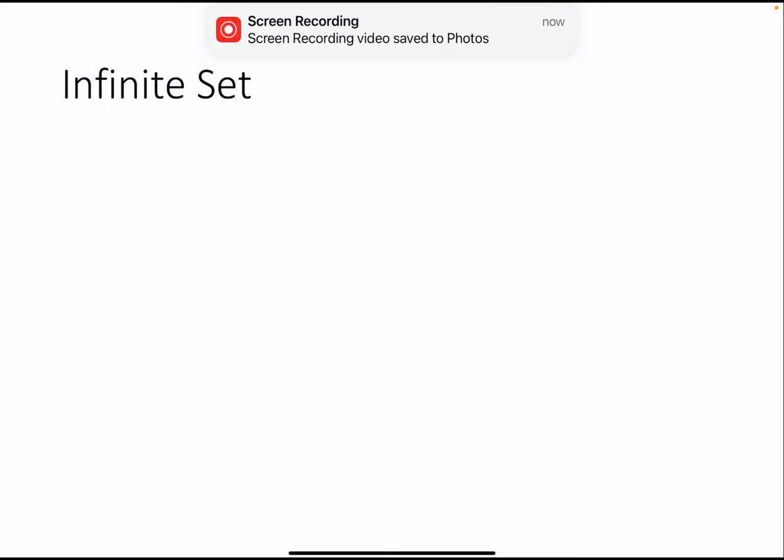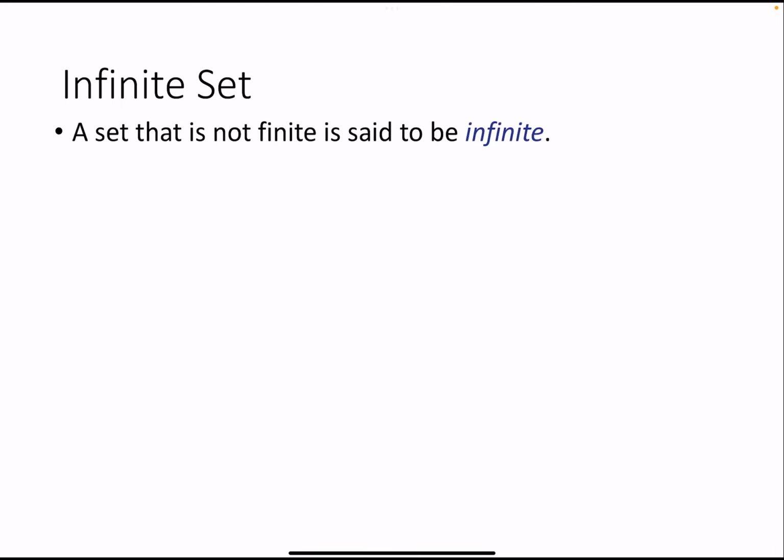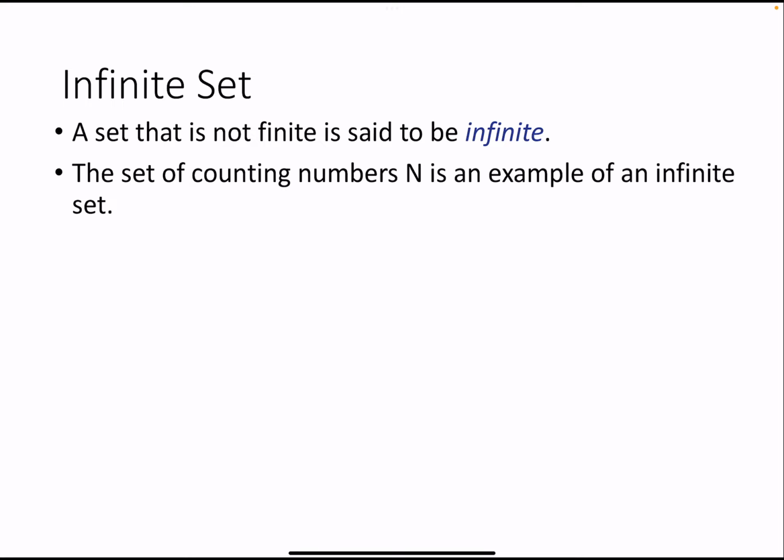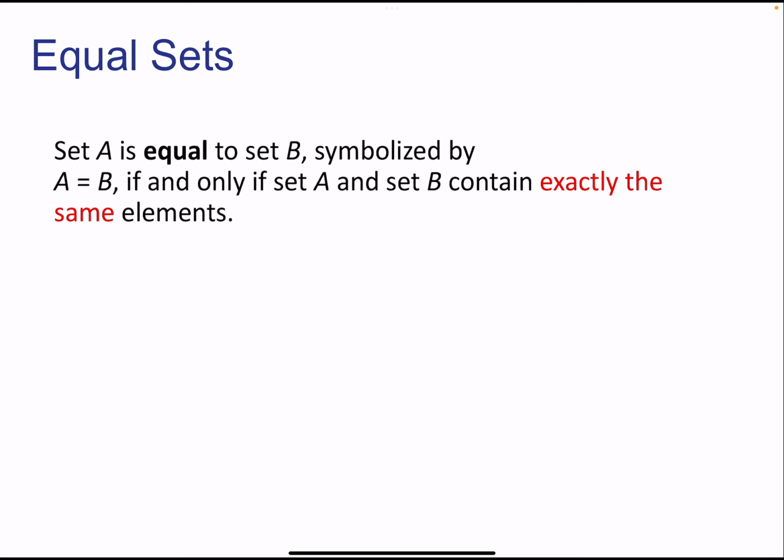So what is an infinite set? An infinite set just means it has an infinite number of elements in it. Okay. Example, the set of natural numbers, counting numbers, N, is an infinite set. Okay.